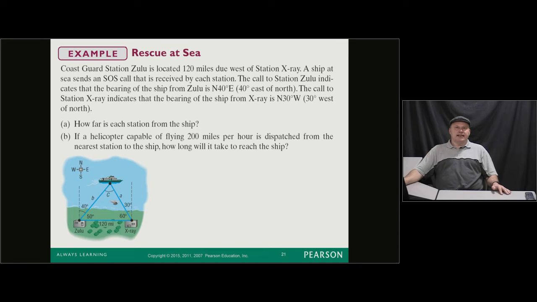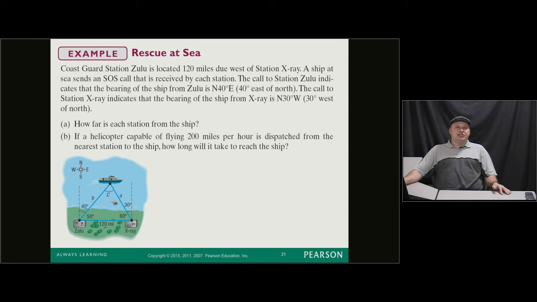We're going to look at a Coast Guard station. Zulu is located 120 miles due west of Station X-Ray. A ship at sea sends an SOS call that is received by each station. The call to Station Zulu indicated that the bearing of the ship from Zulu is north 40 degrees east. That's 40 degrees east of north.